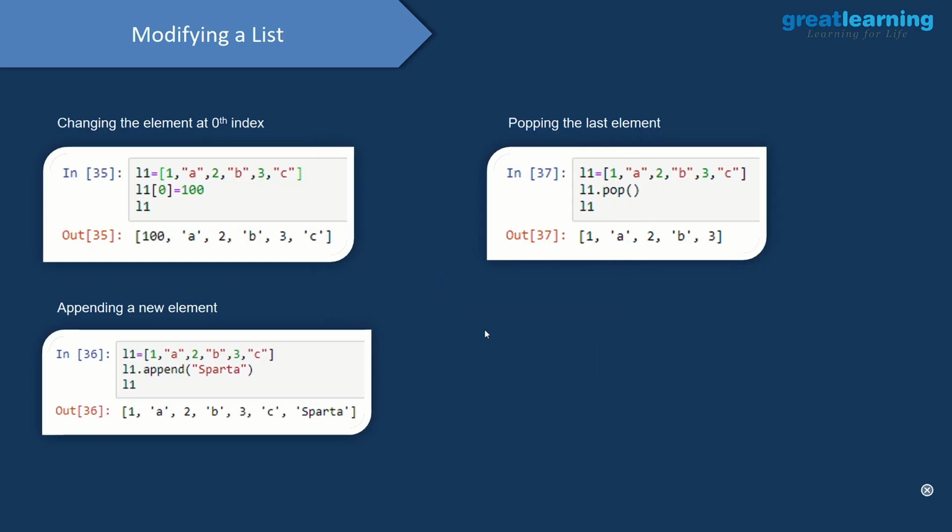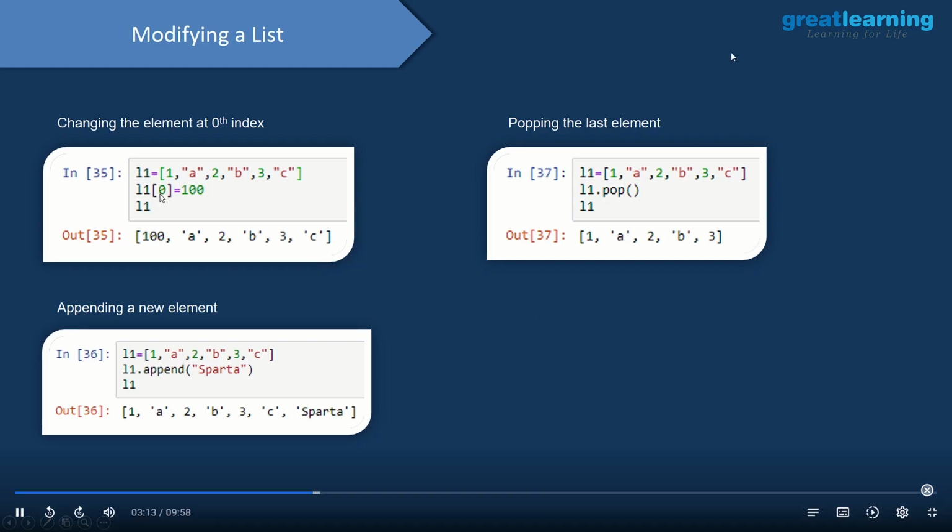Now we'll see how we can modify a list. As I've already told you, a list is mutable. That means you can go ahead and change the values which are present inside a list. So now our task would be to replace the value which is present at the 0th index. Initially the value at the 0th index is 1, and I want to change it to 100. So I'll just give in the index number inside the square brackets and then pass in the value 100, and we are successfully able to change this value.